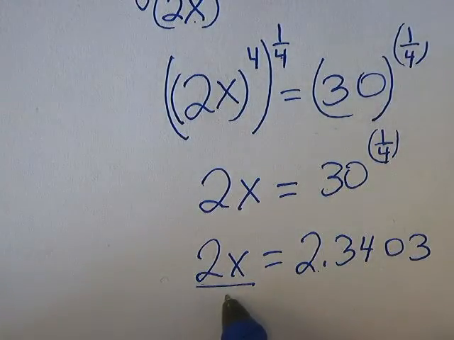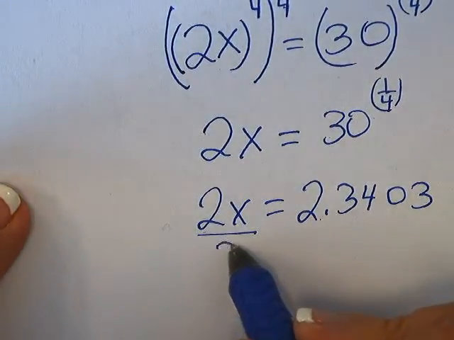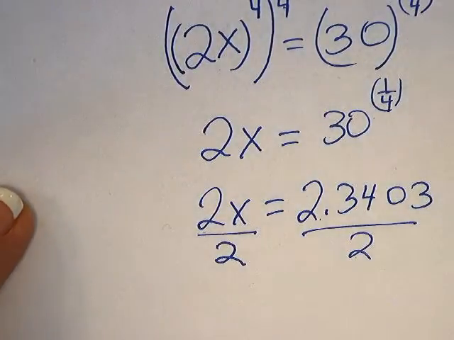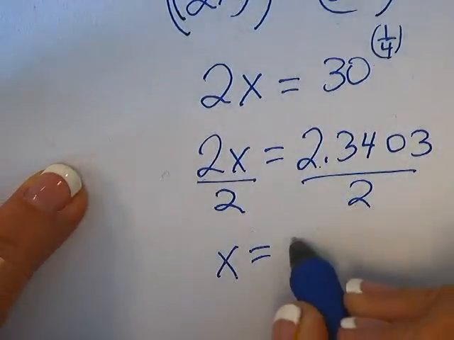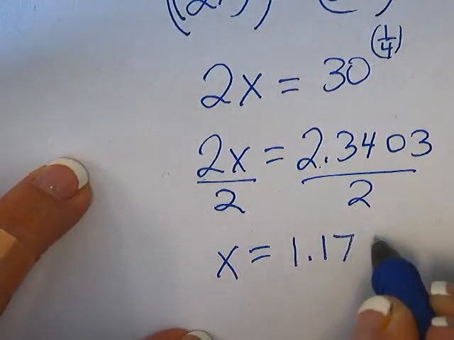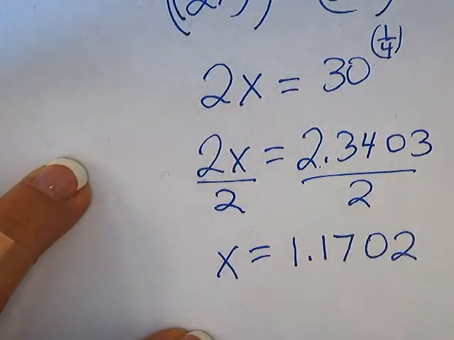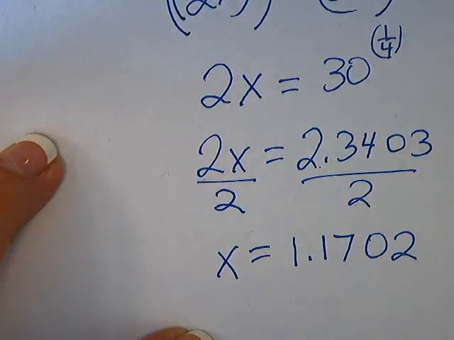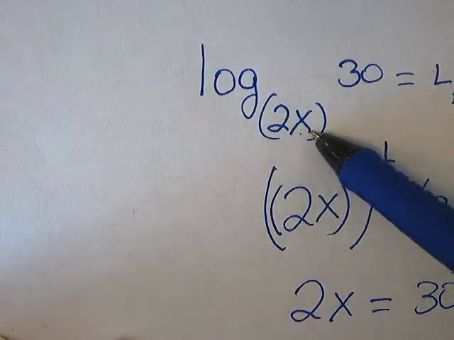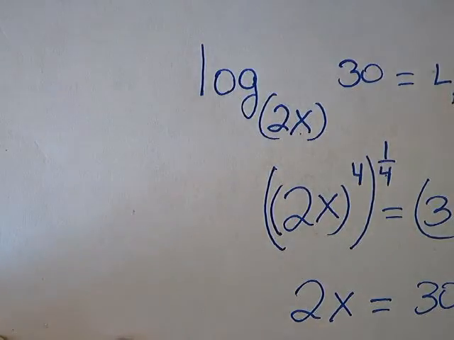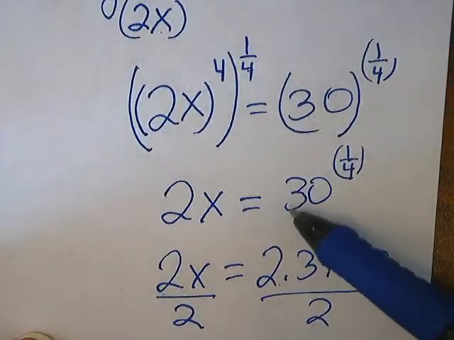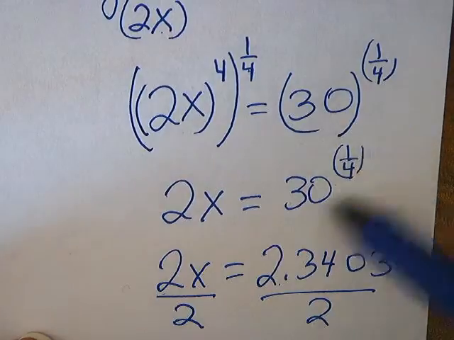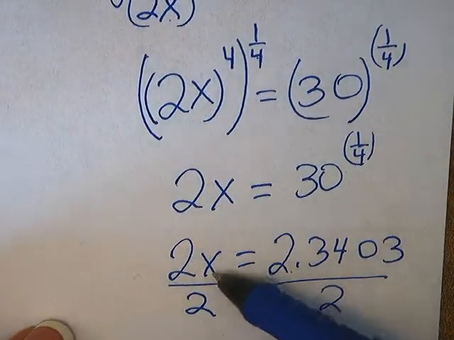I'm not quite done yet because I still have a 2 over here. To finish solving this, I'm going to divide both sides by 2, and I will get my answer for x. X is equal to 1.1702. So we solve this the same way we've solved the previous ones, when we have our variable in the base. We converted it to exponential, we raised it to the reciprocal power, then we plugged that value into the calculator, and then got x by itself.